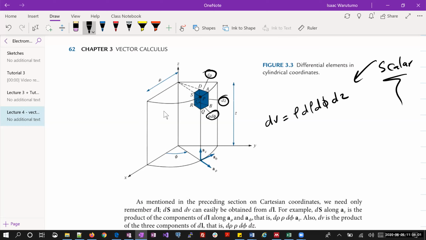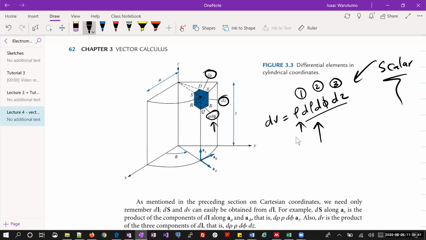Dinari is asking me to repeat the difference between rectangular and cylindrical. First of all, I will repeat that once I have finished with this. We are simply saying that you just multiply the dimensions rho, d rho, d phi, dz, and notice that you don't mix them up. You don't start with dz, then d phi, or any other order. You always have to follow this order: rho comes first, phi second, and z third.